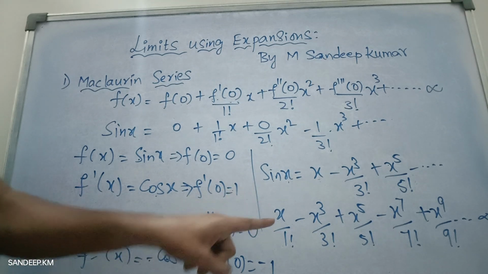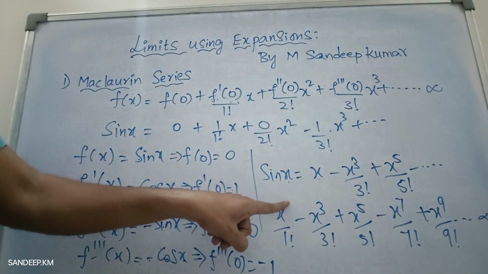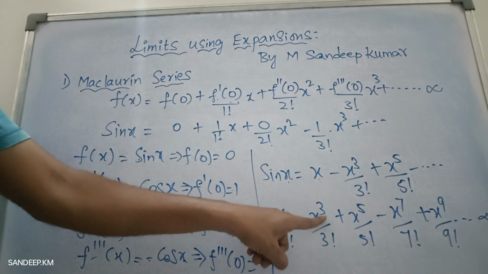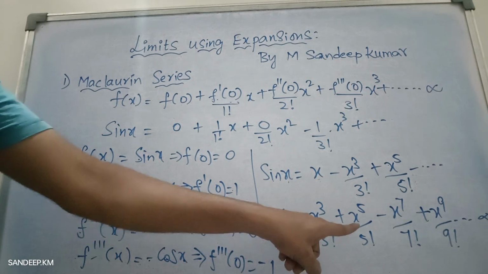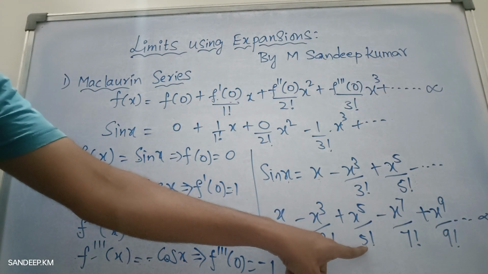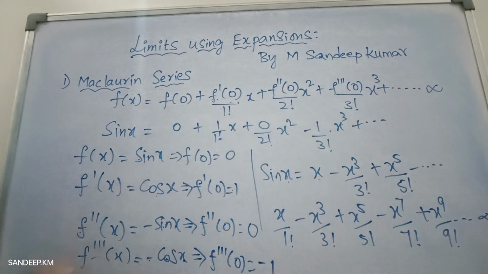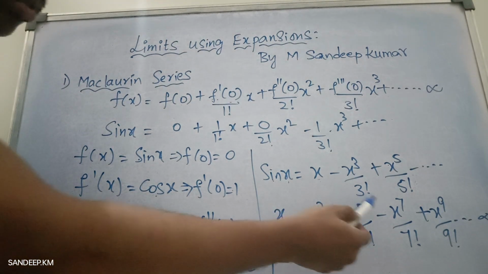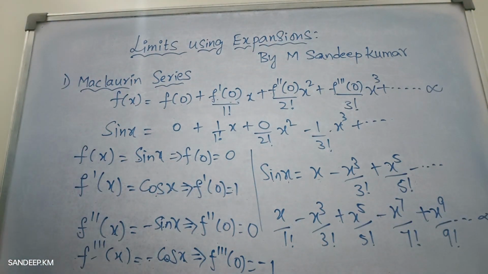Okay, now observe, the power of x is 1 and the denominator is 1 factorial. The power of x here is 3 and the denominator is 3 factorial. The power of x is 5 and the denominator is 5 factorial, and it goes on like this. The first term is positive, the next term is negative. Positive, negative, positive, negative, and so on. Okay, now this is the expansion of sin x.